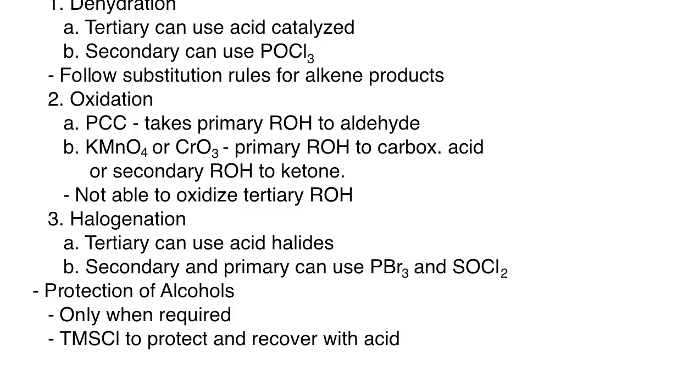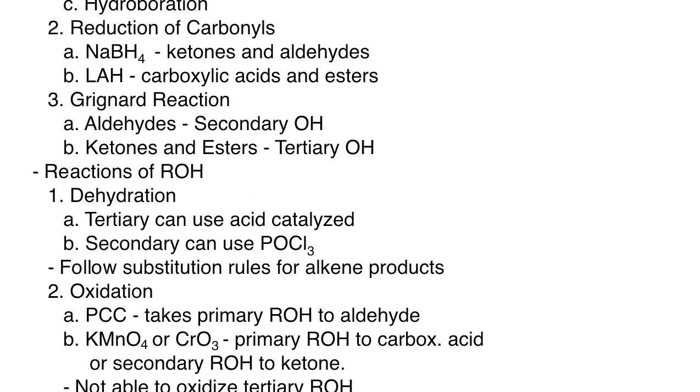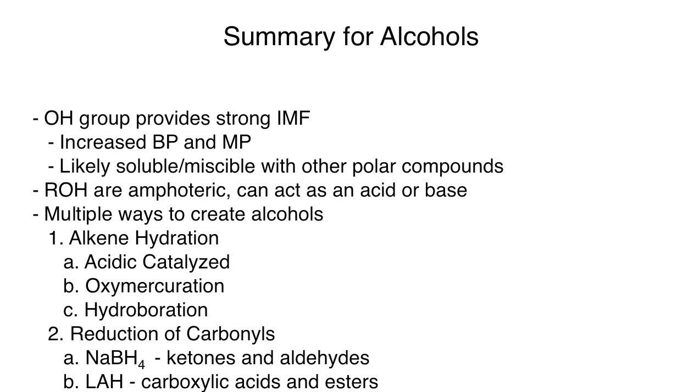And then to finish up, we finally discussed protection of alcohols. We only protect alcohols when it would be required, meaning the alcohol would interfere with a reaction. And then we utilized TMSCl, which was trimethylsilyl chloride. That would create a silyl ether, and we can recover that alcohol by cleaving the silyl ether with acid and reprotonating the oxygen that's found behind there. So that covers the entire summary as far as what we learned with alcohols.